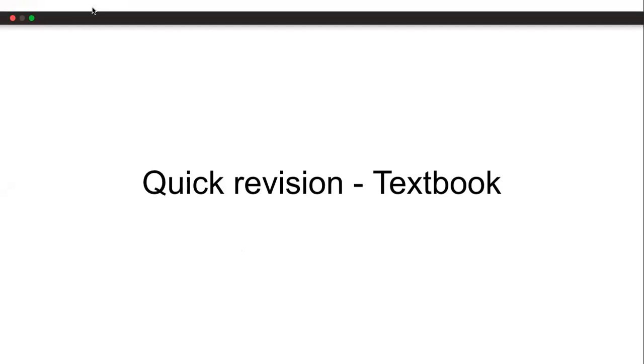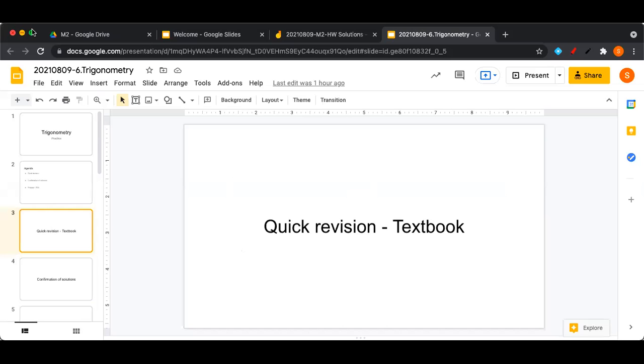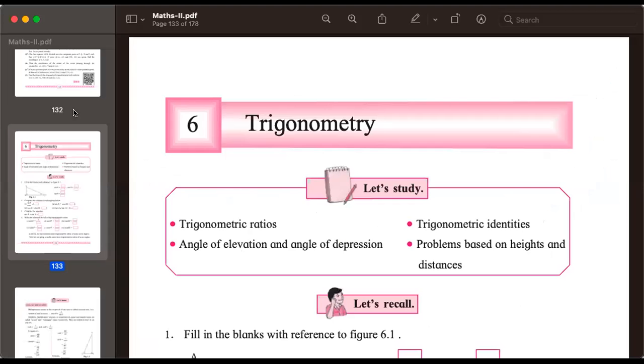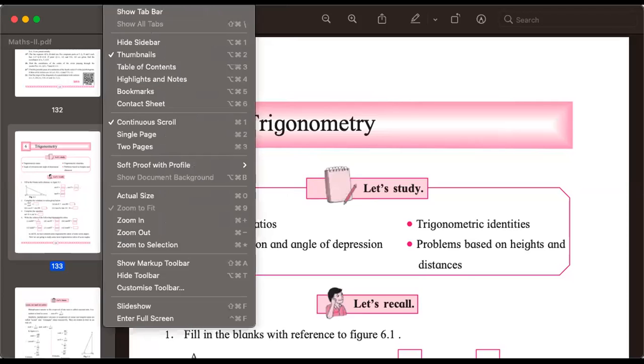So first one is the quick revision, where we will just look at the textbook. I'm not going to ask you any questions. We are not going to answer anything now. But if you do have any doubt, please raise your hand so that I can cover that topic again. I will share the textbook on the screen for that. I've shared the textbook. Please confirm that it is visible. Okay, thank you.